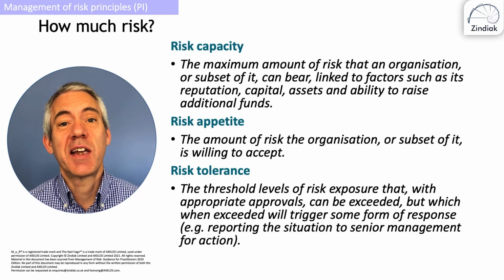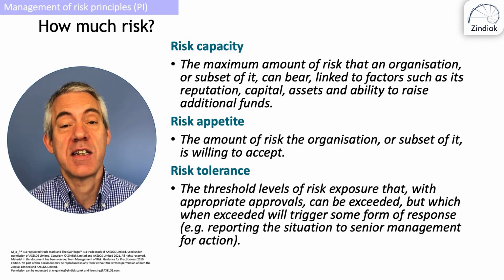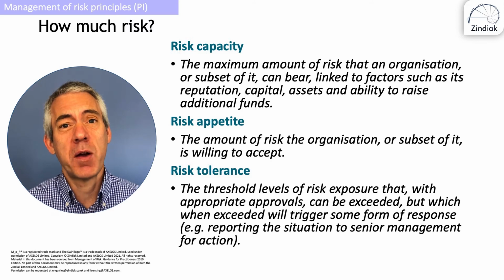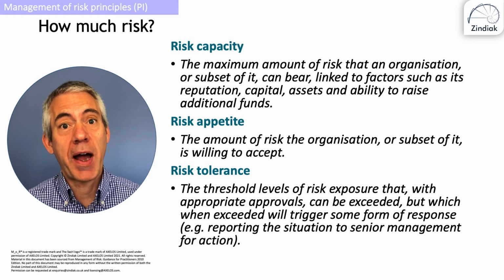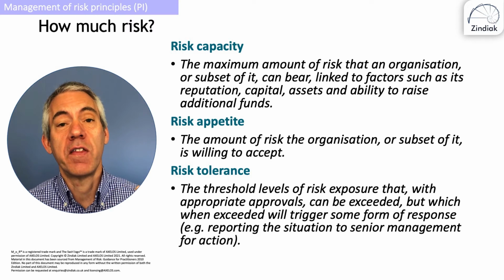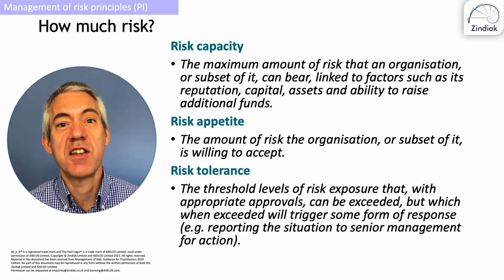So let's have a look at some of the key terms that we need to understand. So the first one is risk capacity, and that's the total amount of risk that the organisation or subset of the organisation is able to bear. And for most organisations, that will be an amount of risk that even if it came to bear, if the risk became issues, the organisation could bear and still function as an organisation. It wouldn't represent an existential threat to the organisation. It wouldn't be in danger of putting us out of business.